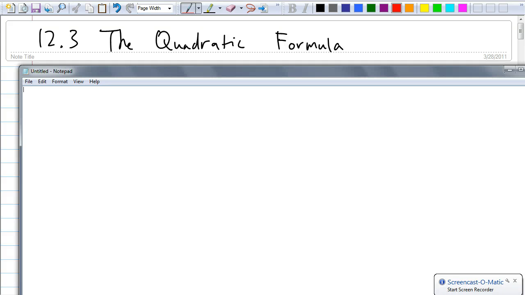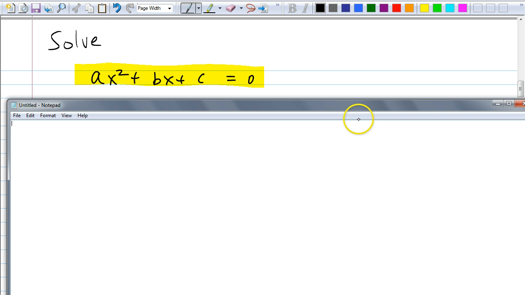Alright, today we're going to learn one of the most important formulas of the second semester. It's called the quadratic formula. Let's figure out what it is and why this is so important. Here we go. What we're going to do today is solve this equation.